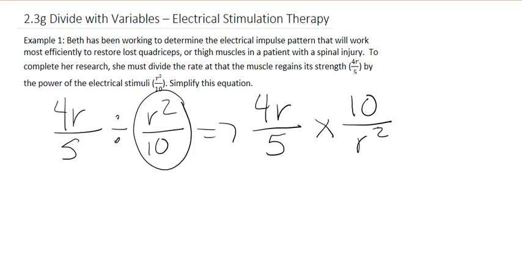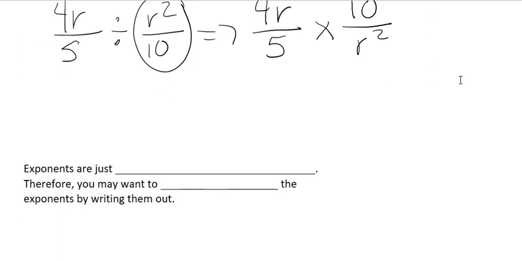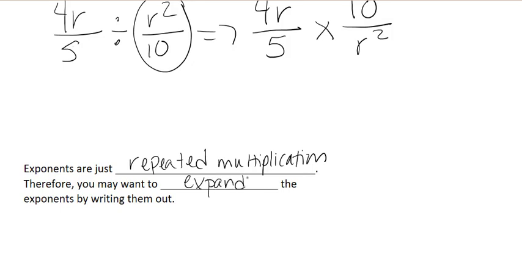But before we begin to multiply, let's go over a few things again. Exponents are just repeated multiplication. Therefore, you may want to expand the exponents by writing them out. So let's go back to this problem and rewrite it below. So we have 4 times R over 5 times 10 over R times R.